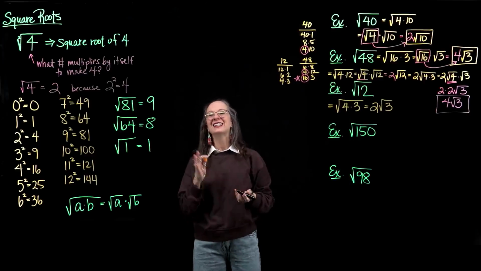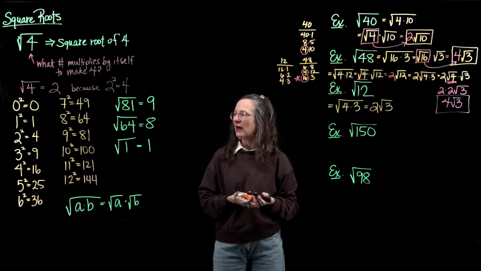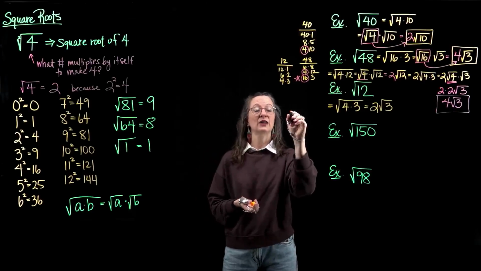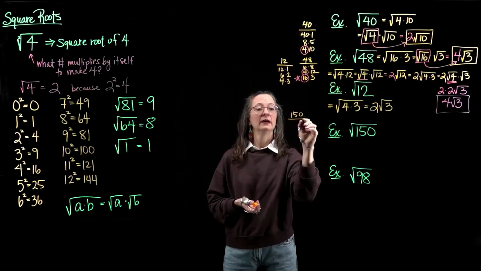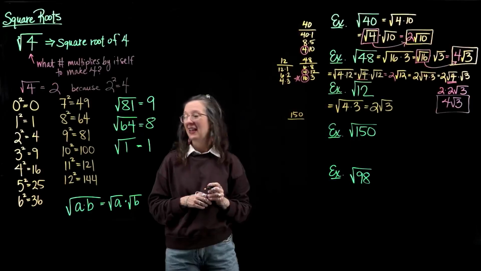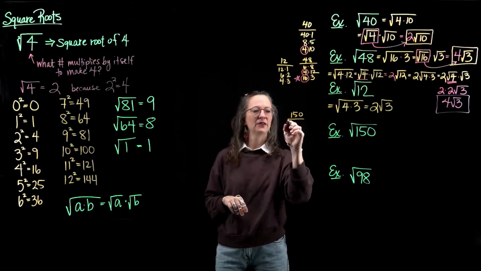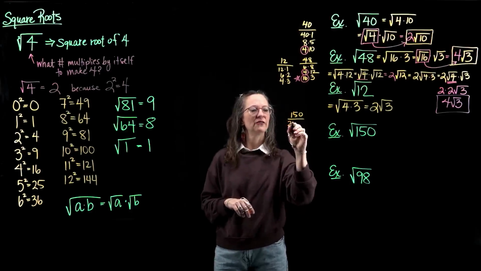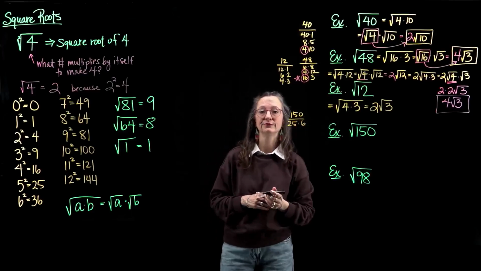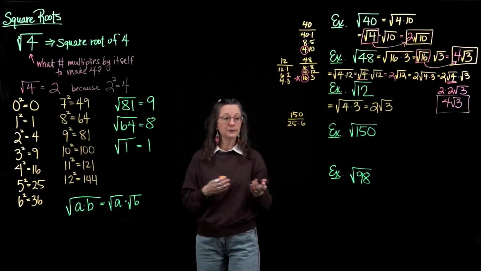All right, next example, square root of 150. Well, let's see. 150, that has a lot of factors. So I probably would want to take a peek at my perfect square list and notice that 25 is one of my perfect squares. So 150 is 25 times 6. And you might use a calculator to do that, no problem.